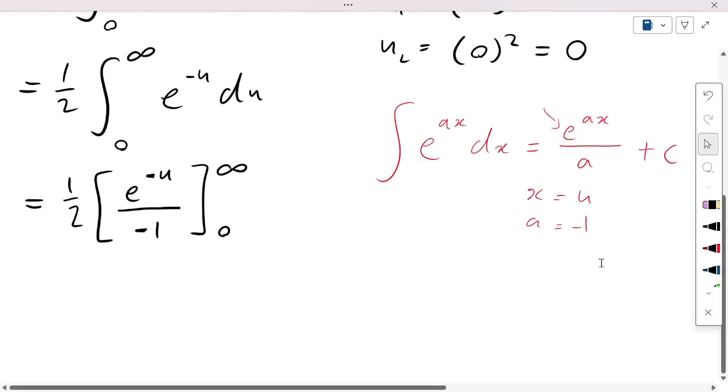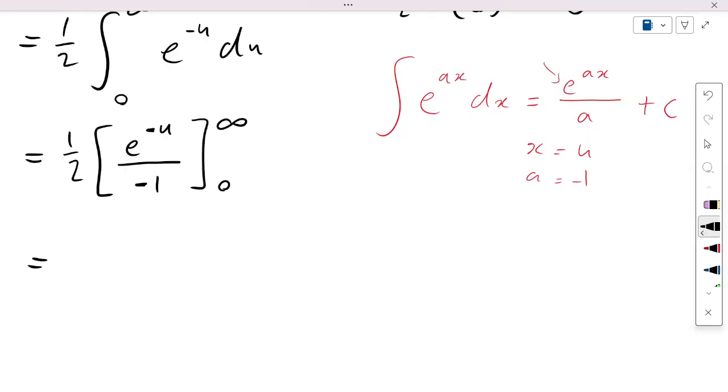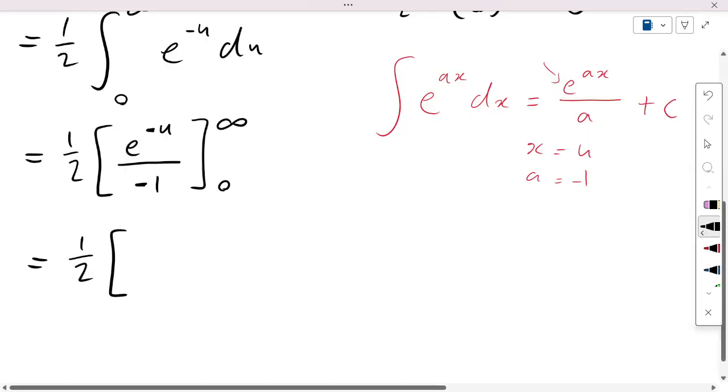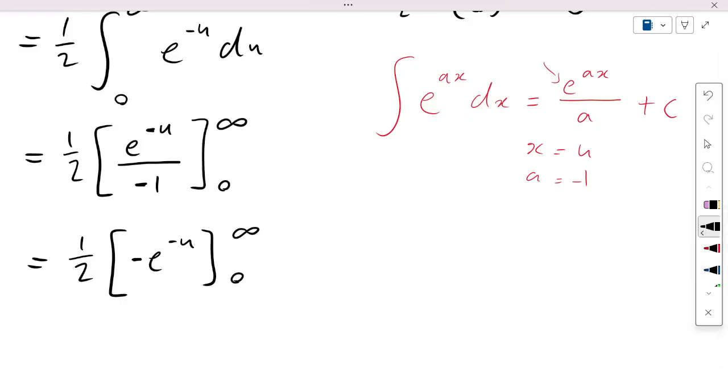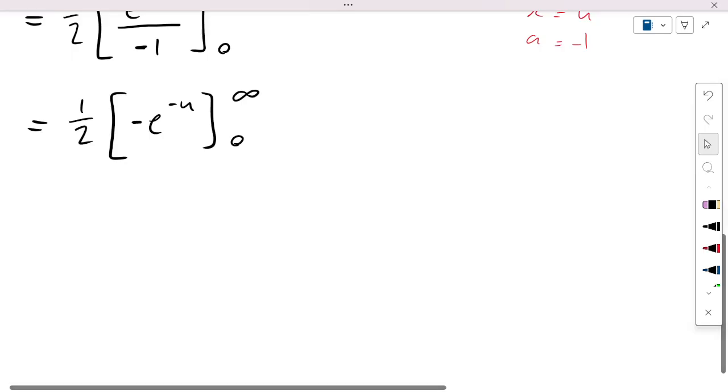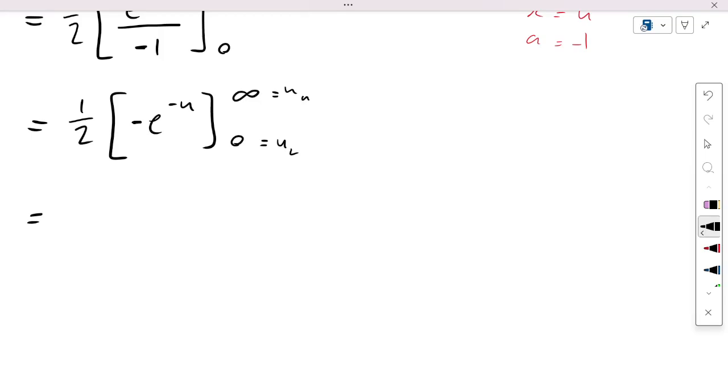Okay, now we have something like this. We can simplify it a little bit further. So it's a half into, and this is going to be negative e to the negative u, because it's divided by negative 1. So we can just write it as negative 1 times e to the negative u. Upper limit is infinity, lower limit is 0. So then we can write it like this. Now we just need to work with the inside here, right? This is our upper limit for u, and this is our lower limit for u, which is equal to 0. So that's what we're going to be doing over here.